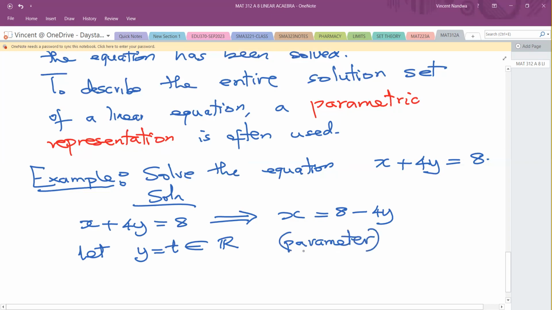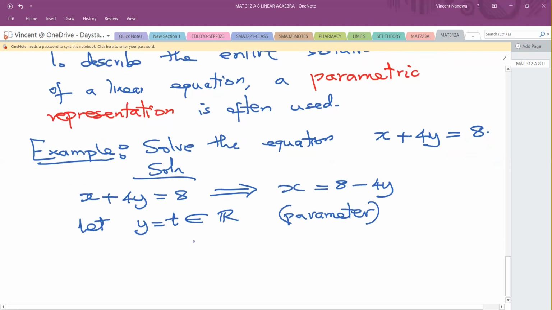You are free to pick any other letter. There's nothing special with t, but pick a different letter from those which have been used in the equation. So when you say y is t, this implies that x will be... we know the answer to y to be t. So what is the value of x? 8 minus 4t. So that would be the value of x.